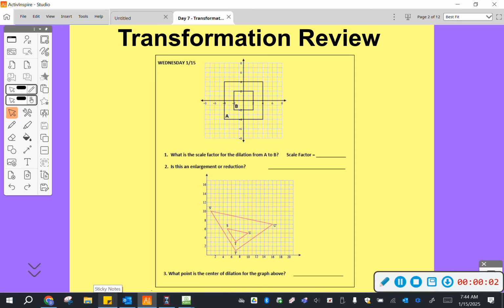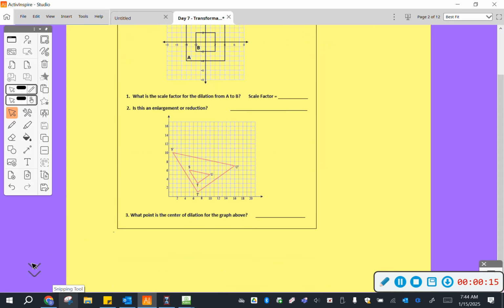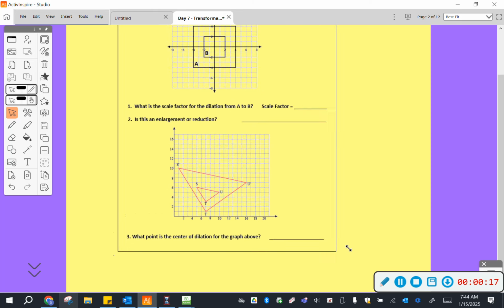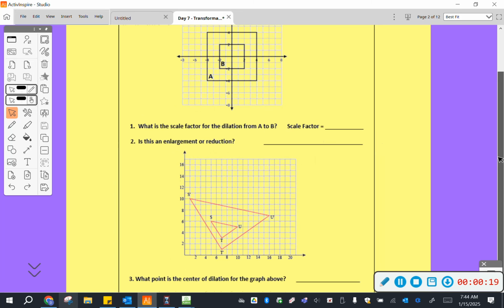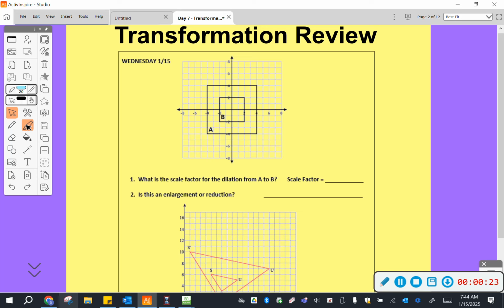All right, so your warm-up today was all about finding scale factor and the center of dilation. So from A to B, is this a reduction or an enlargement? This is a reduction. From A to B, it gets smaller. So on your warm-up, you should have written reduction right here.